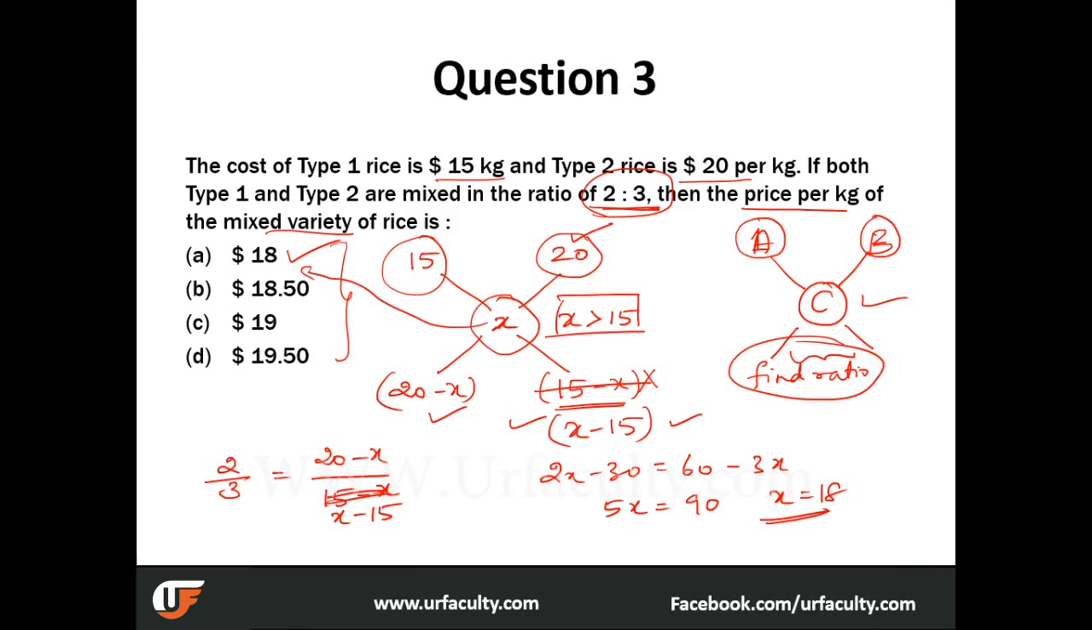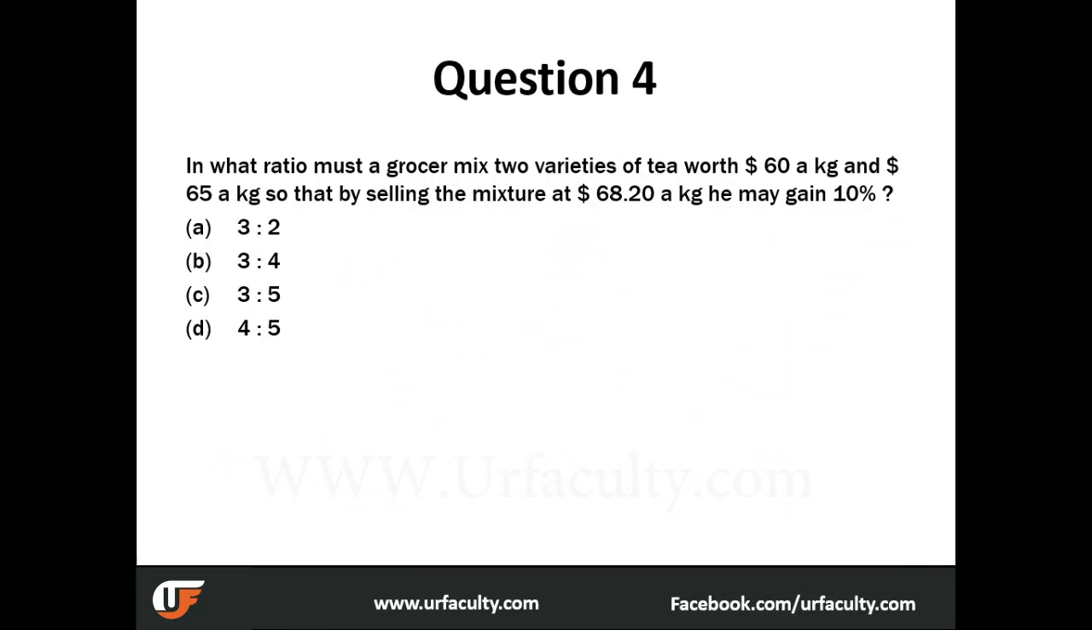In what ratio must a grocer mix two varieties of tea worth $60 a kilogram and $65 a kilogram, so that by selling the mixture at $68.2 a kilogram, he may gain 10%. Now, what is the information we have here? We know that the selling price of a mixture is what? 68.5. And we know that there are two products, 60 and 65. So we have this information and a gain of 10%.